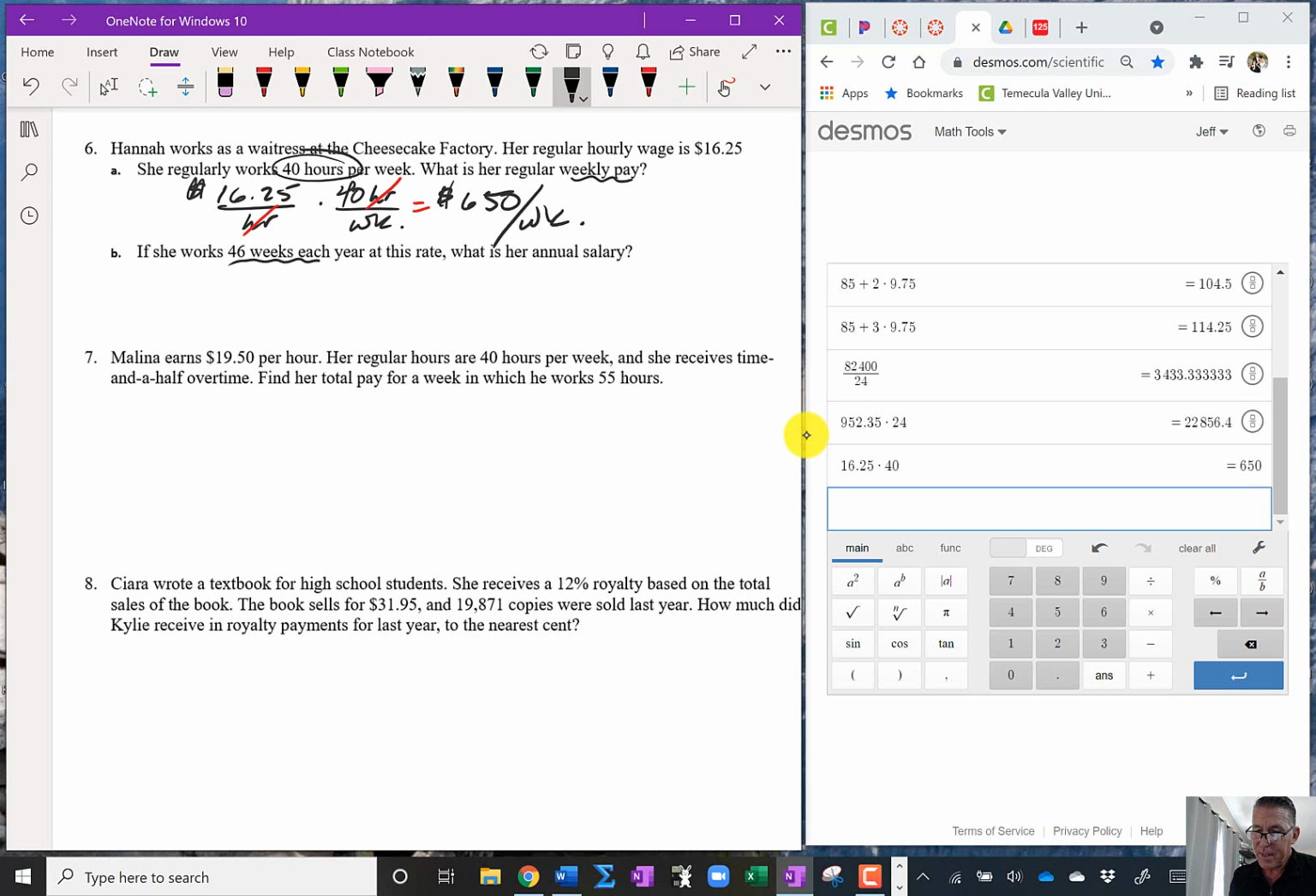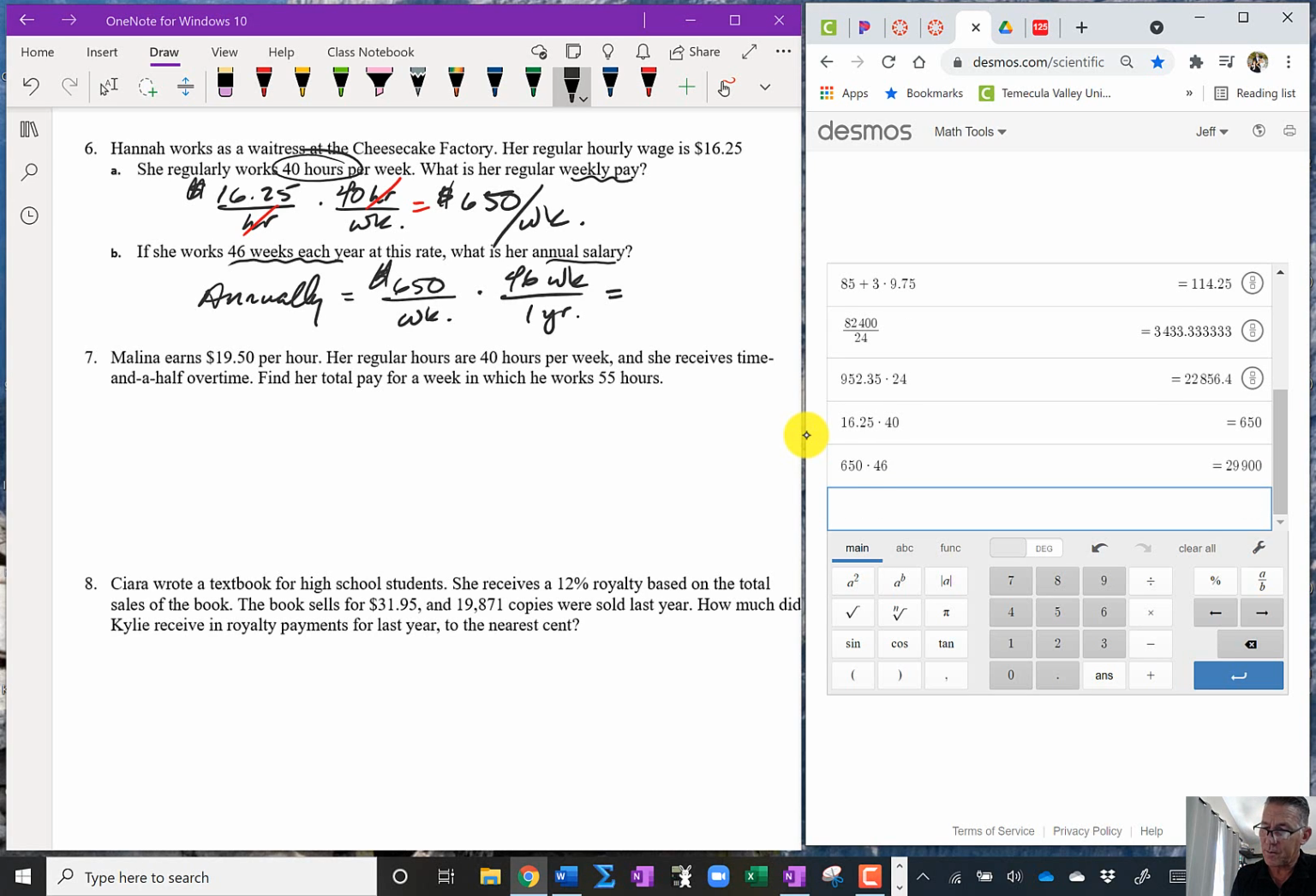Now, if she works 46 weeks each year, what's the annual salary? Okay, so let's figure that out. Annually, let's take this amount, $650 per week. She only works 46 weeks per year. She's got to have some kind of vacation, right? So she doesn't work 6 weeks out of the year. Then we figure out her annual. So let's take 650 times 46, and you get $29,900 per year. That's her annual.